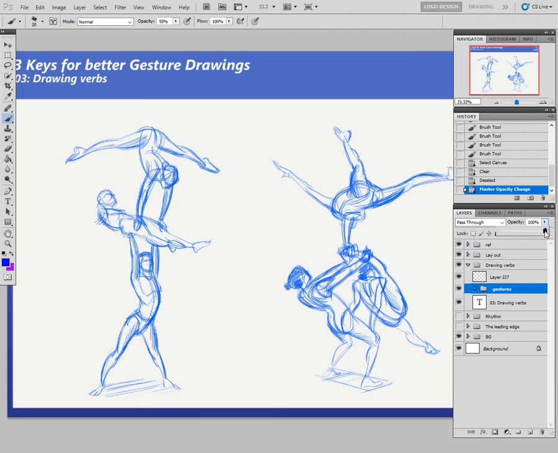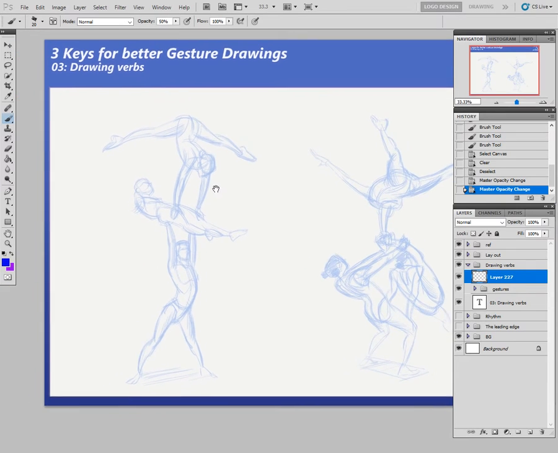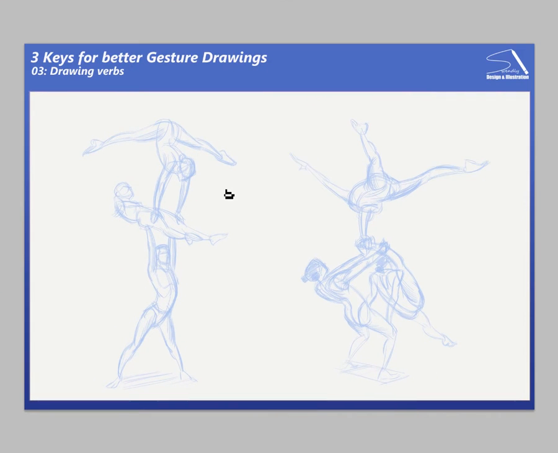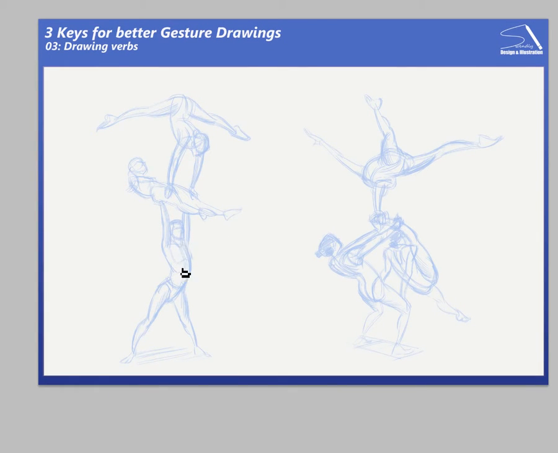Let me turn the opacity of this, put a little lower opacity so I can draw over it. As you can see, I have a gesture consisting of multiple figures here, which is actually really fun to draw. It's something that I have not done lately. Definitely something that I should go back to, because it's really fun to draw these multiple figure actions.